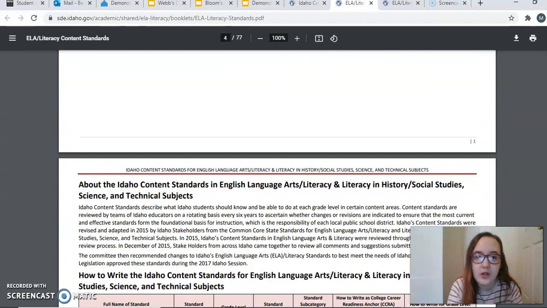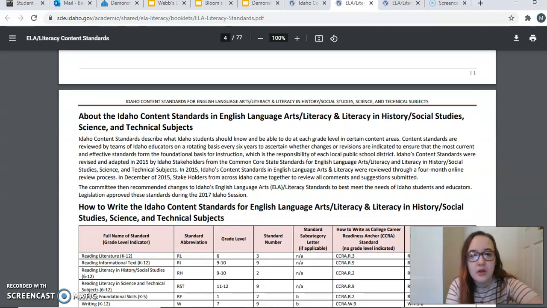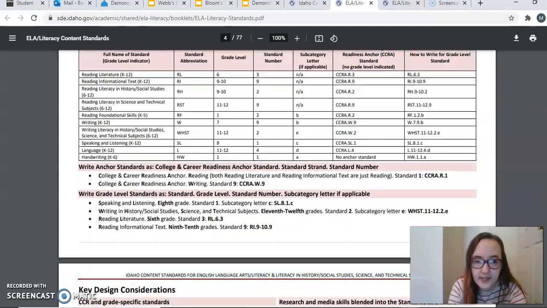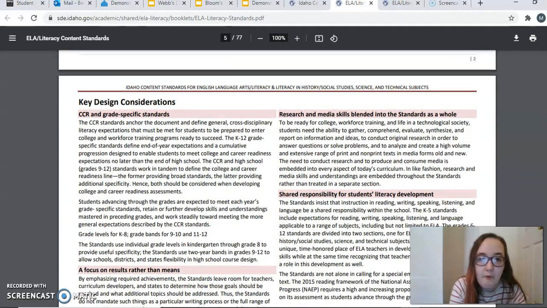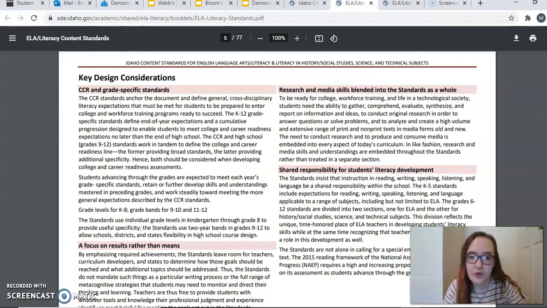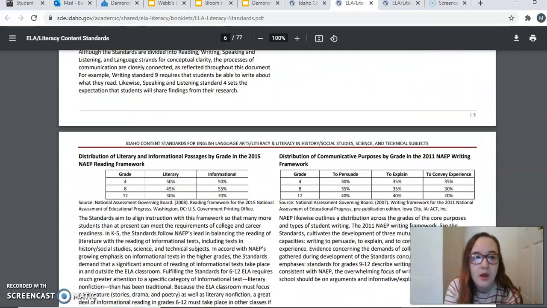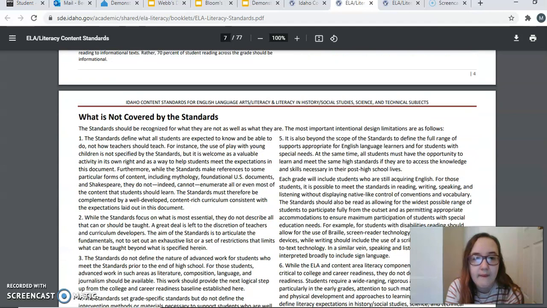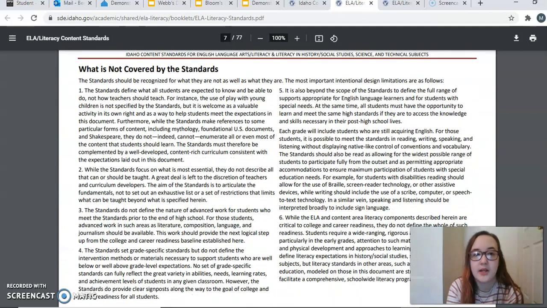And then here is a general introduction just about the general content standards and how they're written, and what considerations were taken into account when making these. So a focus on results rather than means, and research and media skills blended into standards. Those are 2 examples. And then what's not covered in the standards, because the standards can be very broad and vague, but also be very specific.